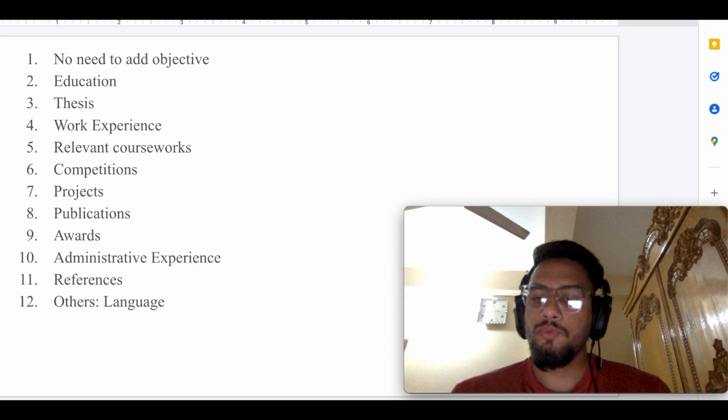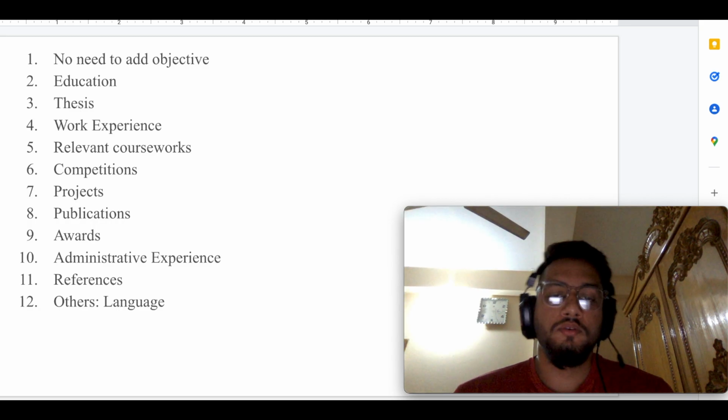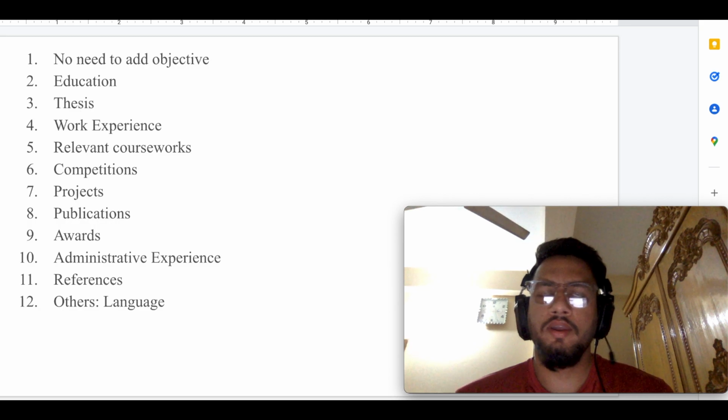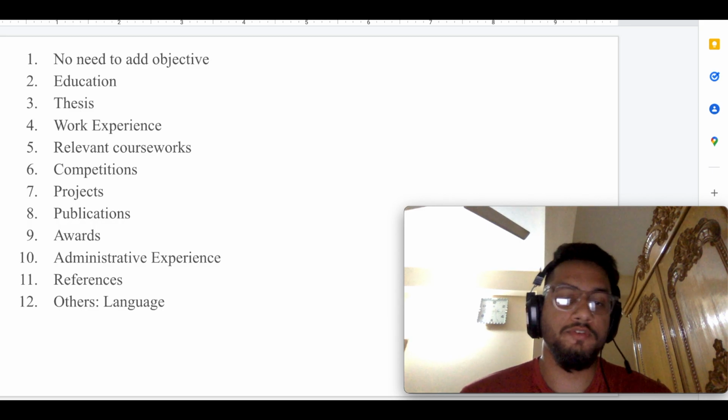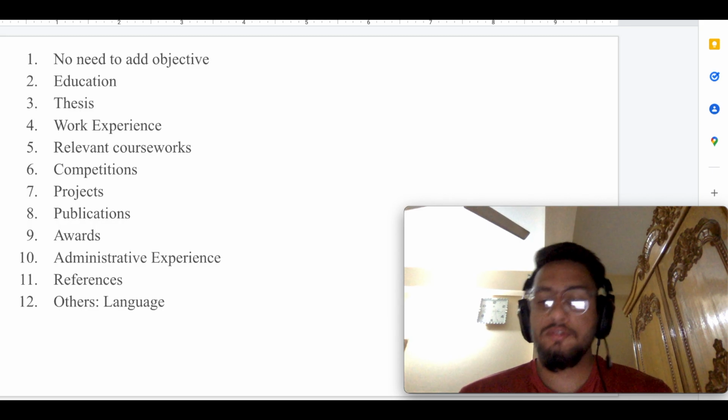And the 11th point is the reference. Don't forget to add the references of your course advisor or your course teacher or any professor from your university. References are very important if you consider higher studies.